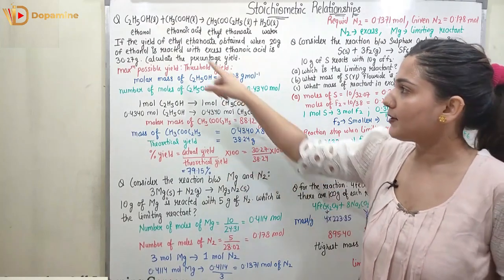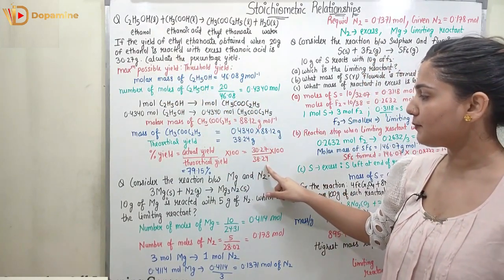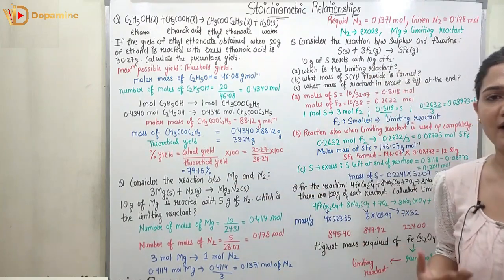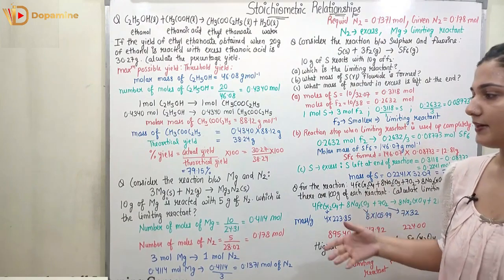So the actual yield is given in the question, 30.27. 30.27 divided by 38.24 multiplied by 100, we get 79.15%. So this is how we can calculate the percentage yield.